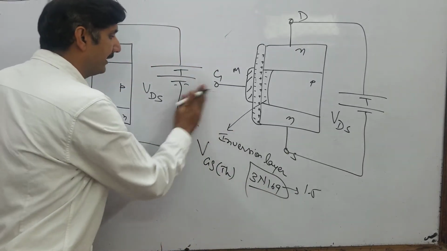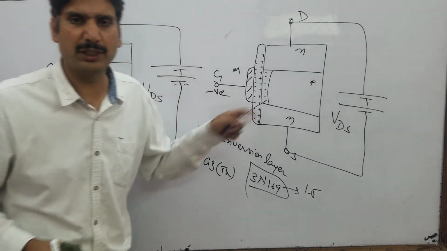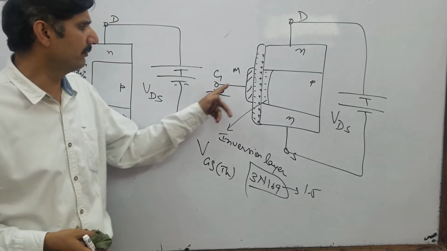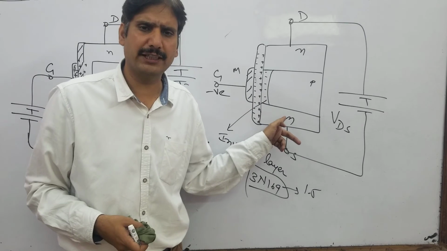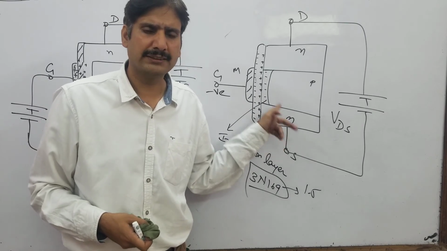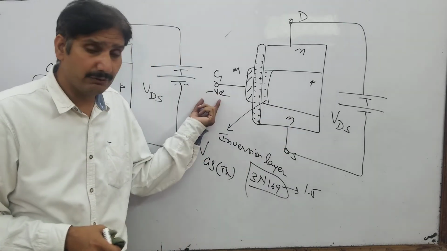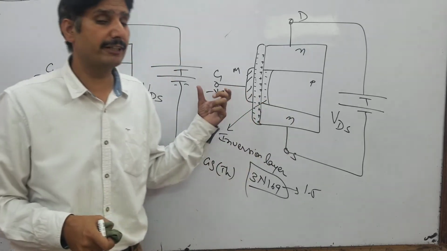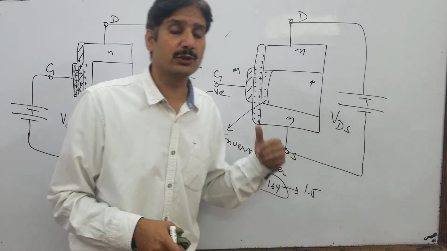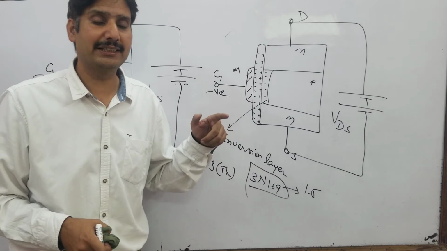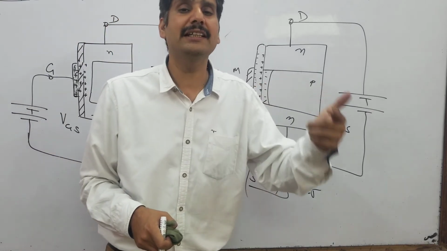Now, what if you provide negative voltage? Will it work? The answer is no. This negative voltage is not going to create this inversion layer of electrons in this region. That means that if you provide negative voltage, it won't work. If you provide positive voltage, it can work. So it doesn't operate in depletion mode. It can be operated only in enhancement mode.